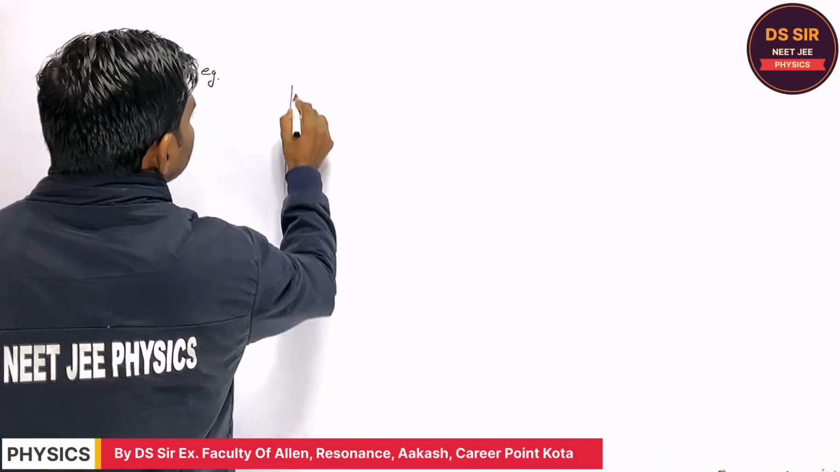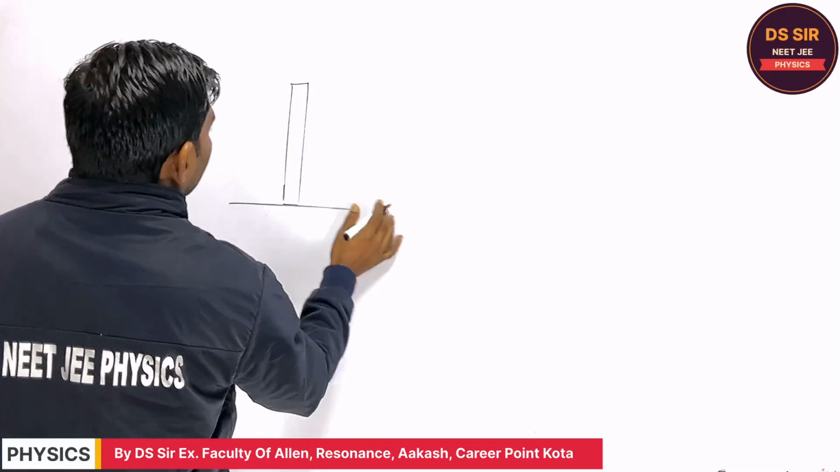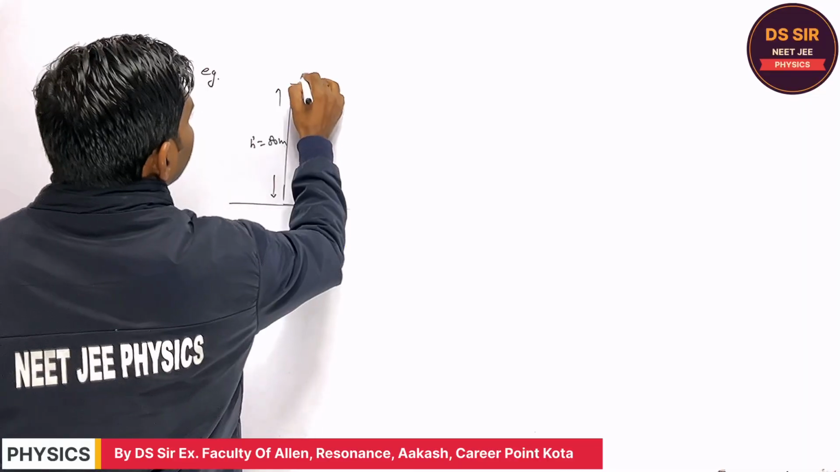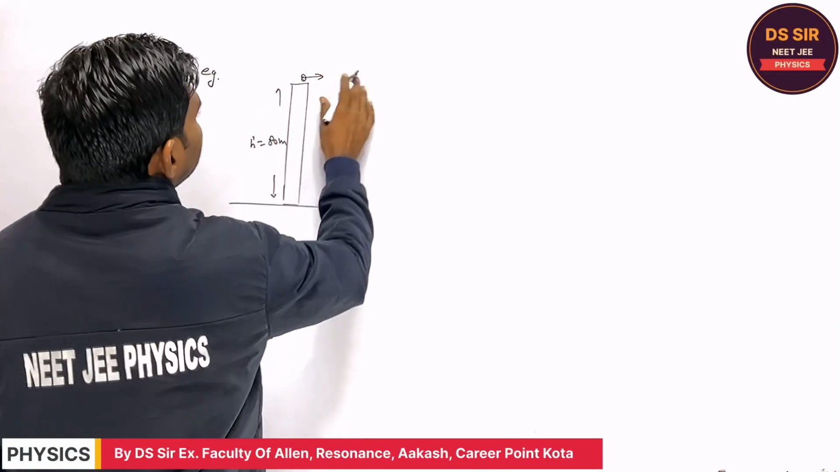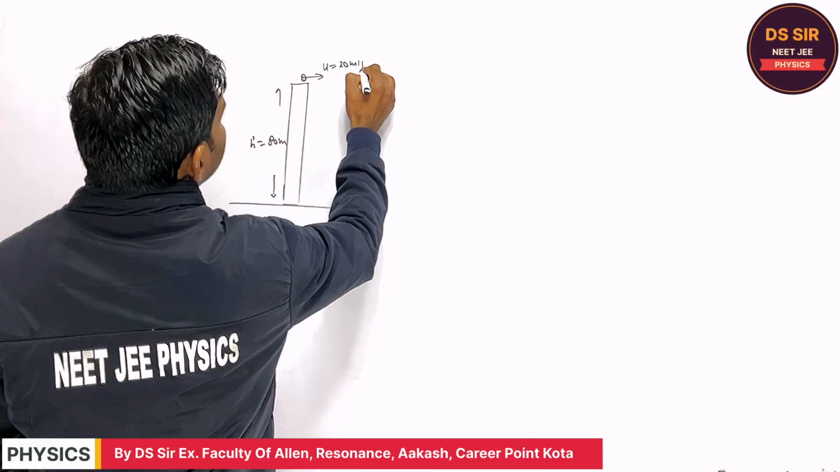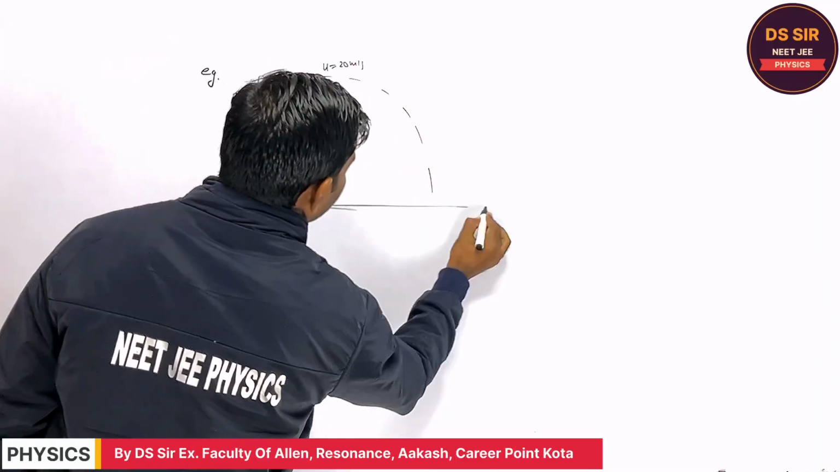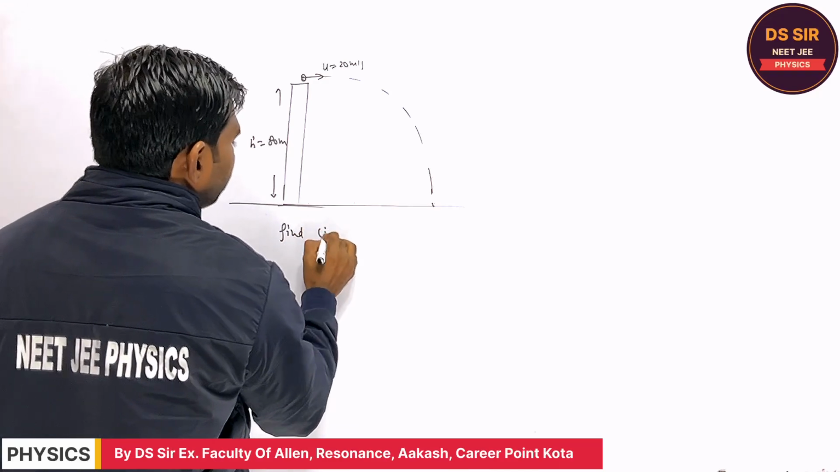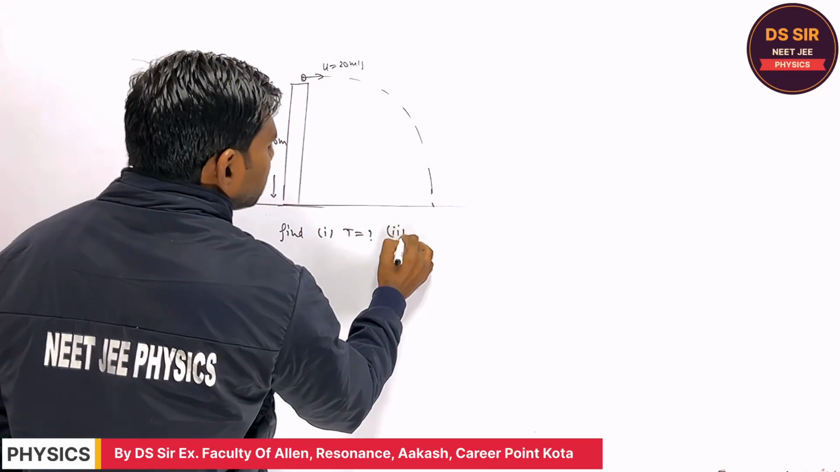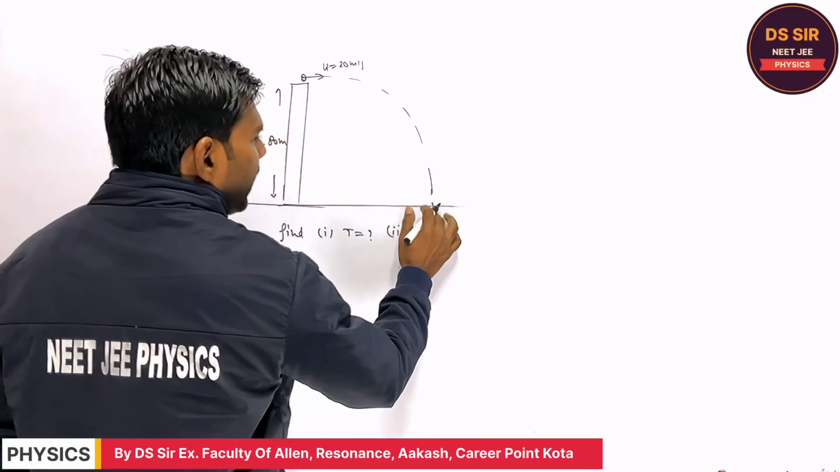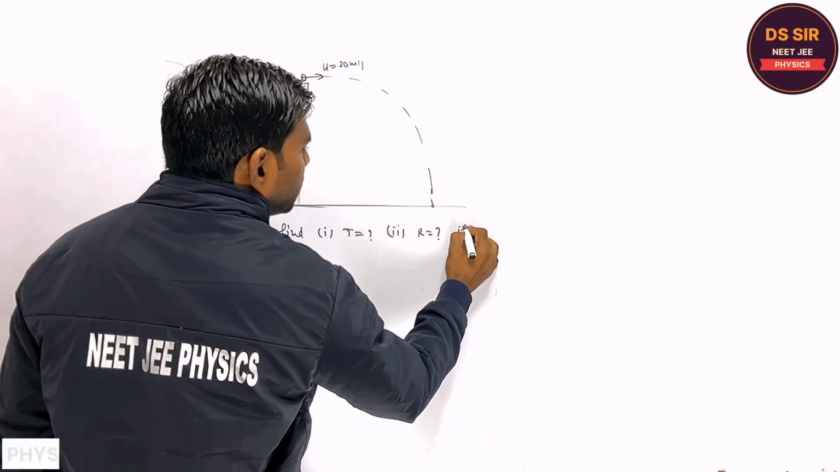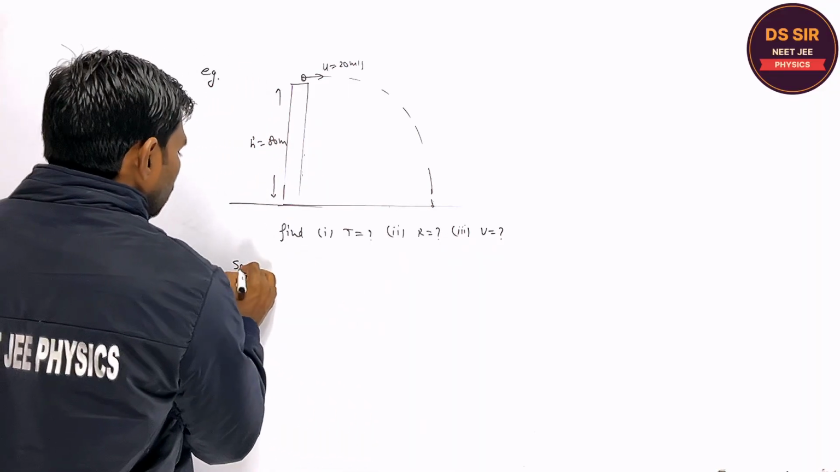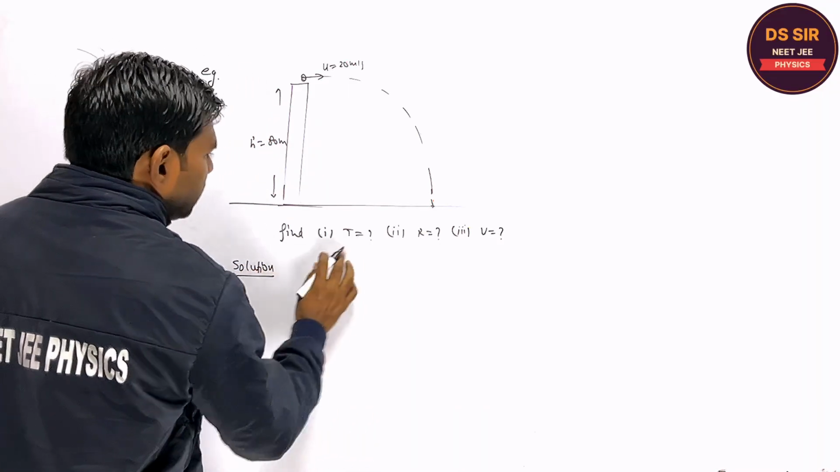For example, suppose this is the tower and the height of the tower is 80 meters. Is it clear or not? Now a particle is projected with the speed u equal to 20 meters per second. When it hits the ground, it moves in a parabolic path. So what do you have to find? You have to find first the time of flight, second the horizontal range, and third the velocity when it hits the ground. Fine.